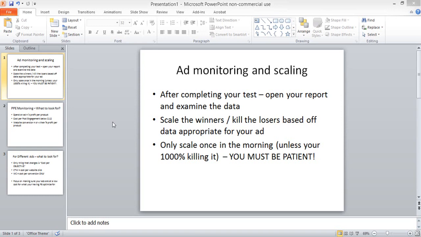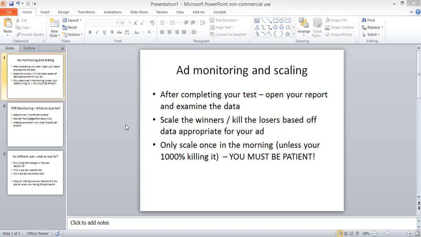At this point, you've gone through the videos on targeting and on building your ad, and where we are right now is a full completion of your test. Meaning, if you had a $25 test for your ads, you're going to let that spend through, because you want Facebook to spend its money on the test and give you a bunch of data to interpret in the report and make some decisions on killing and scaling. On the second line you'll see that we scale the winners and kill the losers based off of data that's appropriate for your ad. We're going to talk about this soon.